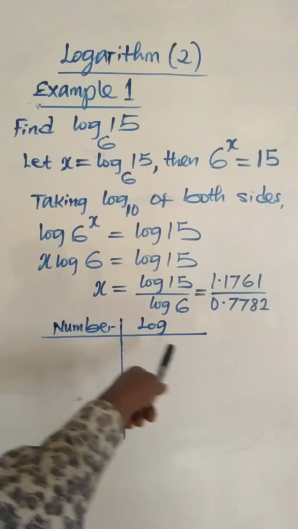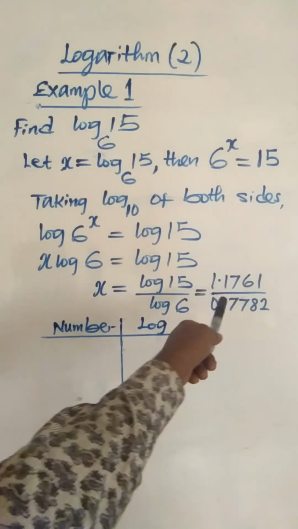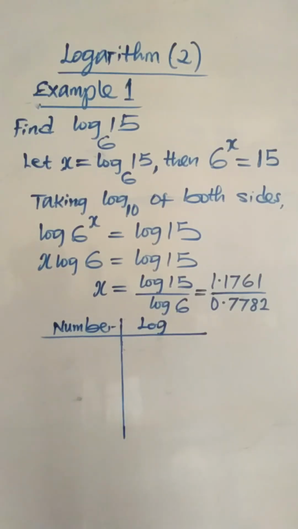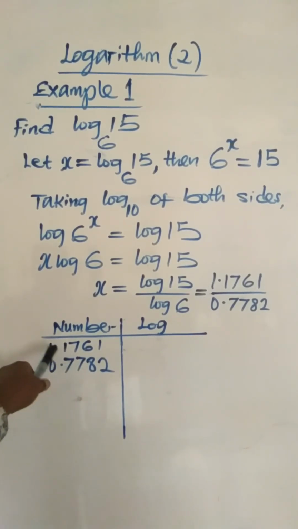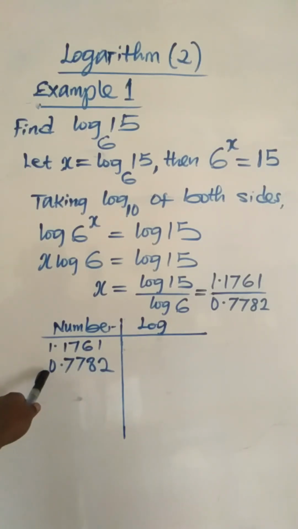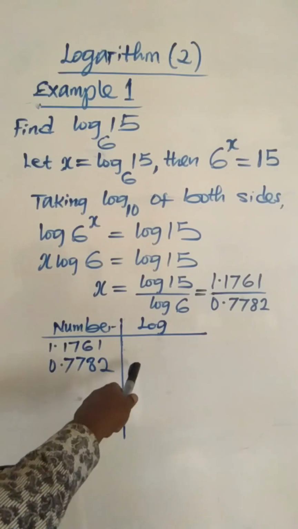But let's use the number log method to evaluate this fraction. And we shall see if we are going to get the same answer, which is 1.511. For 1.1761, there is only one number before the decimal point. That means the integer is 0. And for this second number, the number starts with 0 dots, and the integer will be bar 1. Take note.